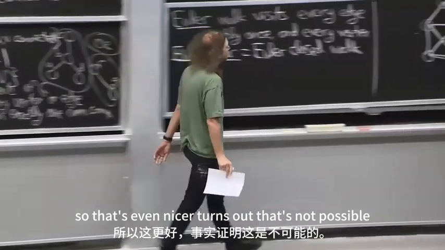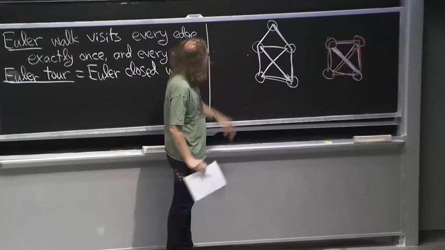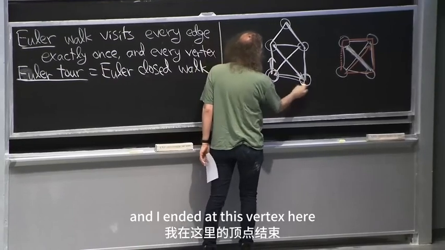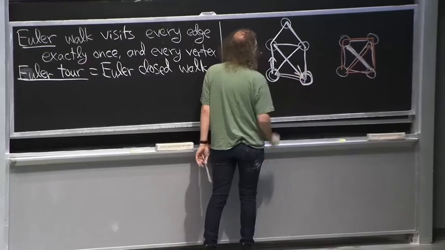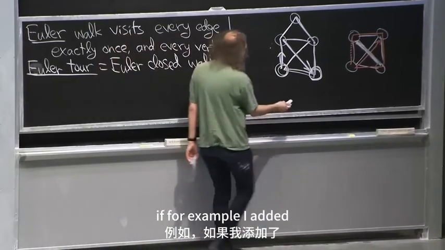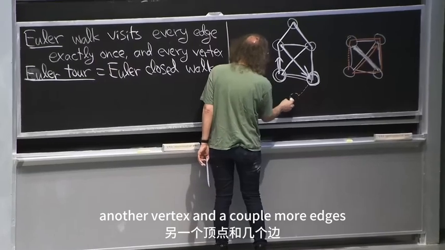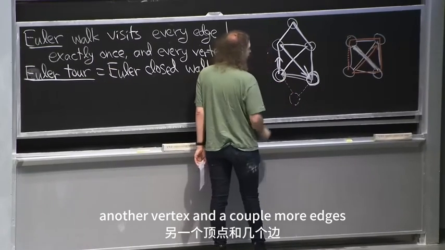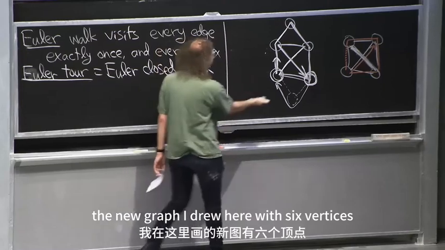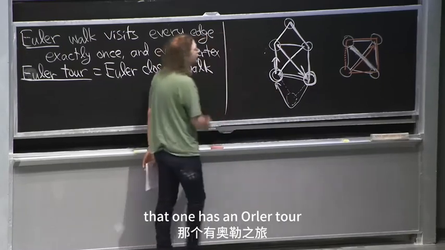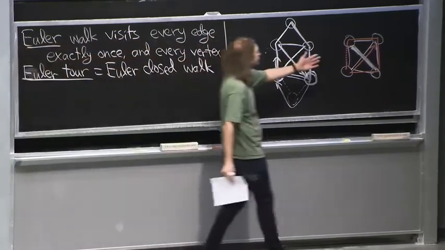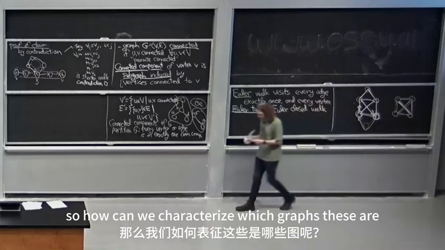Turns out that's not possible in this graph. If you look at it, I started at this vertex here, and I ended at this vertex here. And that was the best I could do. I couldn't actually start and end at the same vertex. If, for example, I added another vertex and a couple more edges, then it would be possible for me to complete the tour like this. Okay, so the new graph I drew here with 6 vertices instead of 5 has an Euler tour. The original one just had an Euler walk, and this one has neither. So how can we characterize which graphs these are?